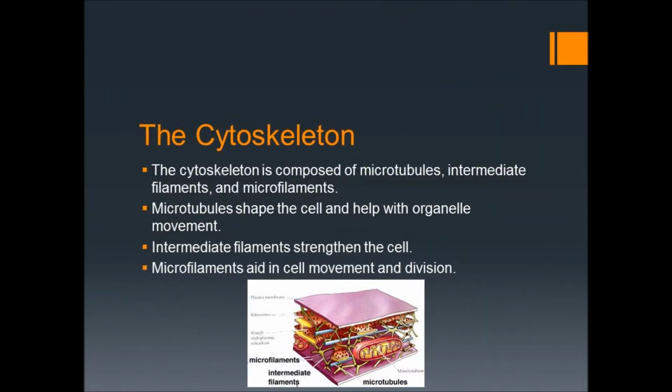The cytoskeleton is composed of microtubules, intermediate filaments, and microfilaments. Microtubules shape the cell and help with organelle movement. Intermediate filaments strengthen the cell, and microfilaments aid in cell movement and division.